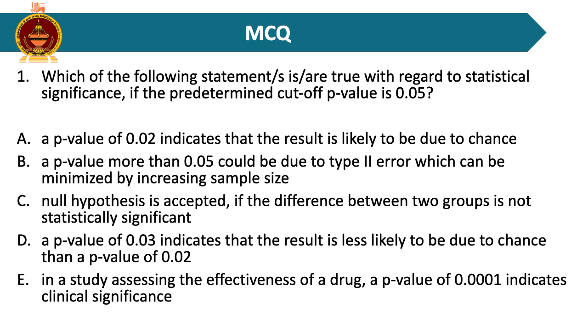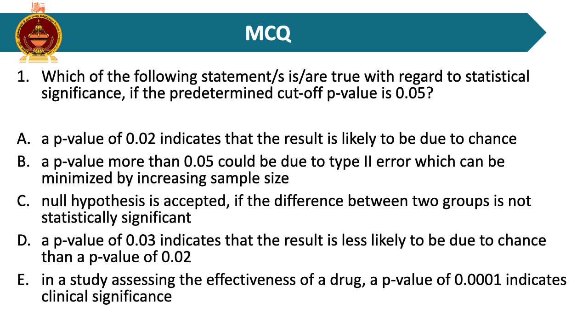This is a true-false type MCQ from today's lecture. Which of the following statements is true with regard to statistical significance? If the predetermined cutoff p-value is 0.05, a p-value of 0.02 indicates that the result is likely to be due to chance. A p-value of 0.02 means the probability of this occurring by chance is only 2%. So it is less likely to be due to chance or less likely to be due to sampling error. Because of that, this statement is false.